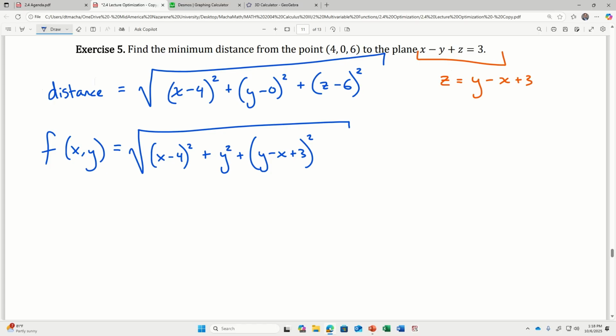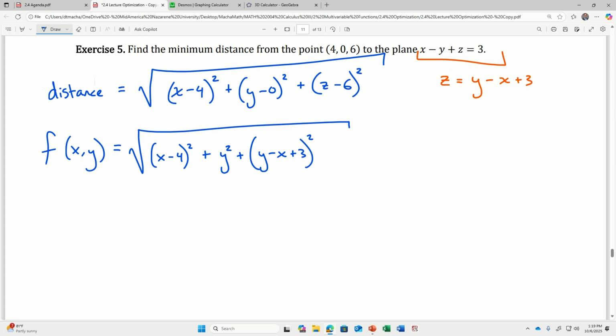So now I have a function that tells me the distance between any point on this plane and the point 4, 0, 6. And my function is a function of two variables, x and y. And that's fine, because we know how to find maximums and minimums of a function of two variables. You find the stationary point by setting the gradient equal to 0, and then you do the second derivative test to tell if it's a maximum or minimum.